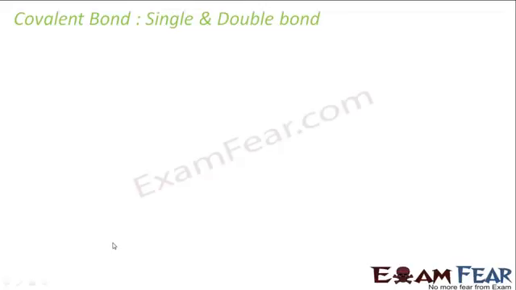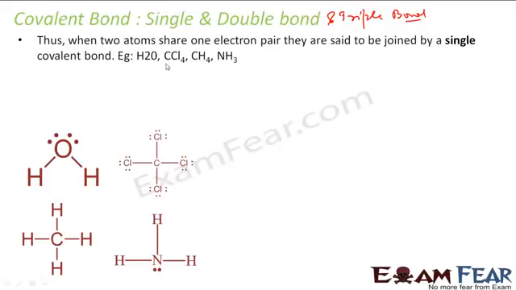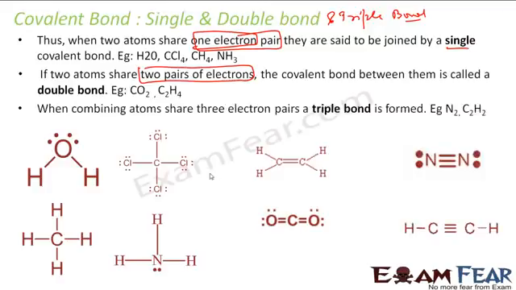Lewis' approach was also able to explain single, double, and triple bonds. It says that when 2 atoms share 1 electron pair, they form a single bond. When they share 2 electron pairs, they form a double bond. And when they share 3 electron pairs, they form a triple bond.